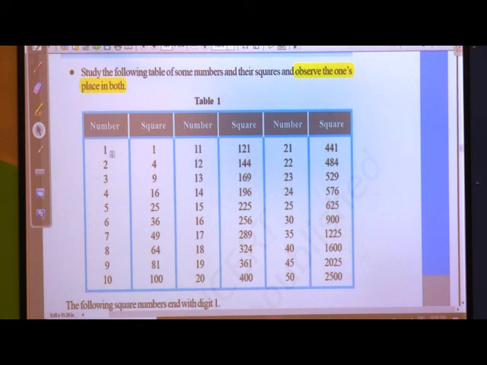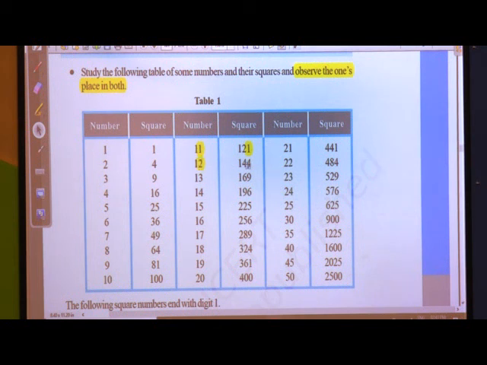Now, these were all single digits, 1 to 9, and 10 was the first 2 digit number, with 0 in ones place in the number as well as in the square. Let us go to the third column and the fourth column, we have to study it. Number is 11. What is in ones place? 1. And what is in ones place of the square?